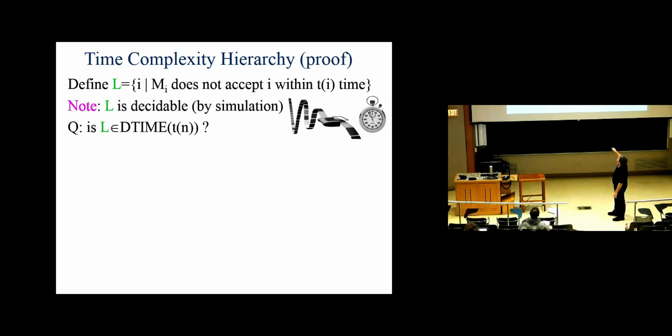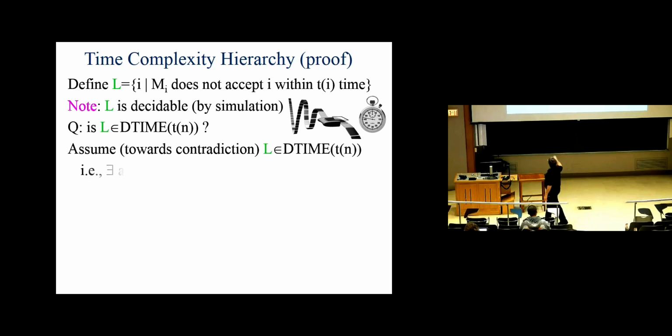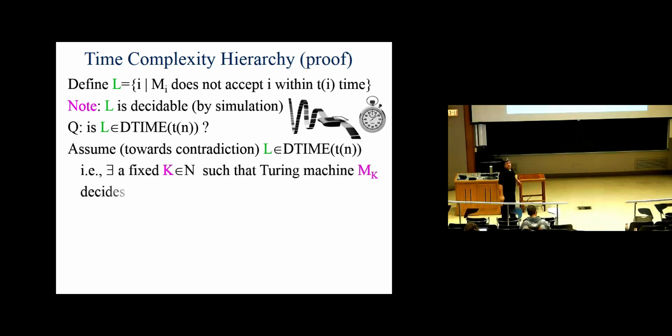So the question is, is L within this deterministic time t of n bound? And the answer is no. We're about to prove this. Again, we just showed it's decidable by simulation, but it's not decidable within that time. Why? Because very quickly we arrive at a contradiction if we assume it's decidable within that time. And here's this contradiction coming up.